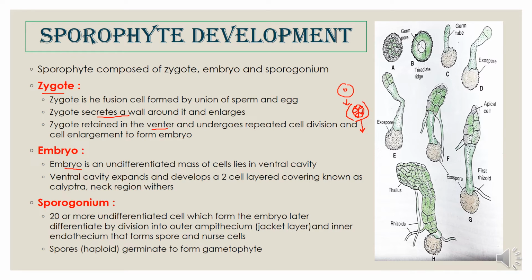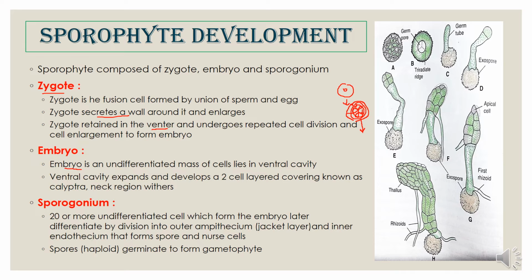So this double-layered calyptra is present. These outer two layers are called the calyptra. So the calyptra is not part of the embryo, but it is a part of the archegonial chamber that is protecting the embryo now. So after this, the undifferentiated cells, or the embryo, undergo maturation.